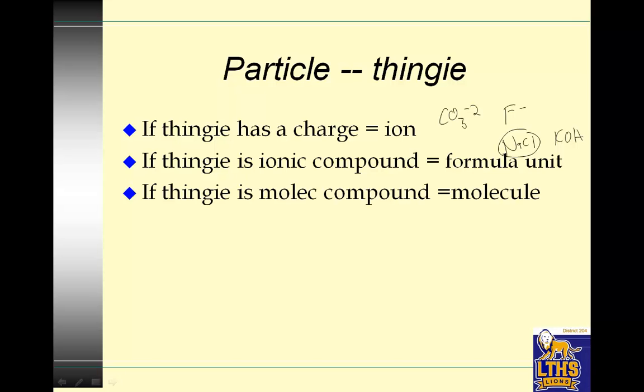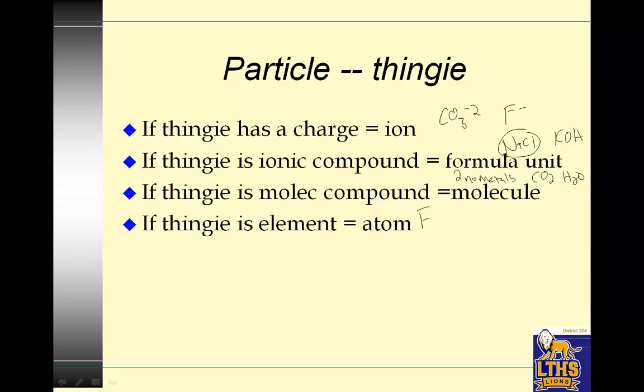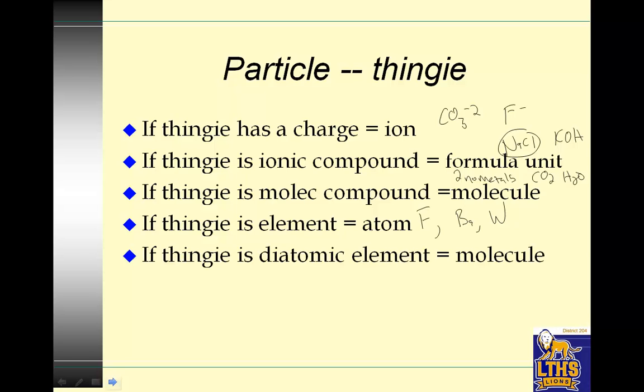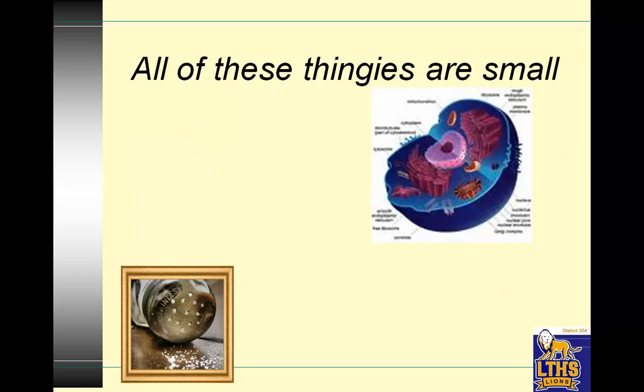If a thingy is a molecular compound, it's a molecule. Remember, that's two nonmetals. Examples of that would be carbon dioxide or water. If a thingy is an element, it's an atom, so like fluorine or barium or my favorite, tungsten. If a thingy is a diatomic element, it's a molecule, N2, O2, etc. So you should be able to identify what type of particle these things have.